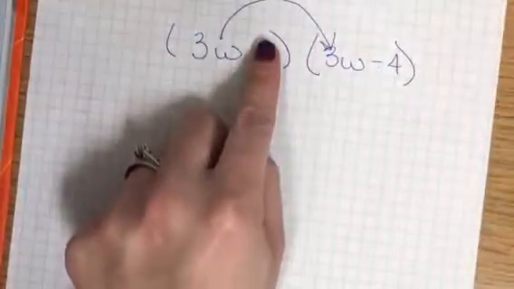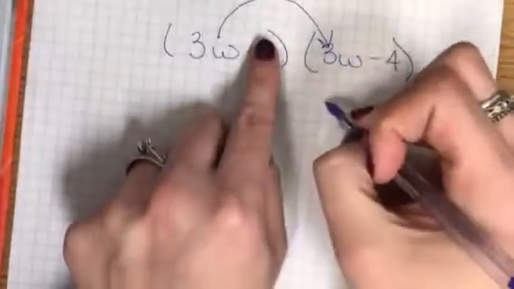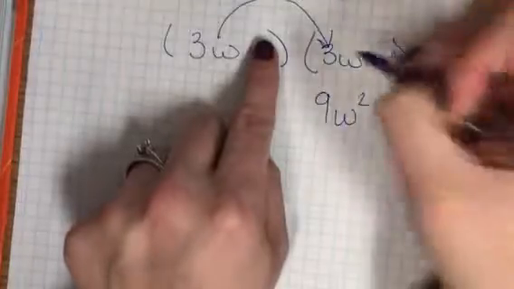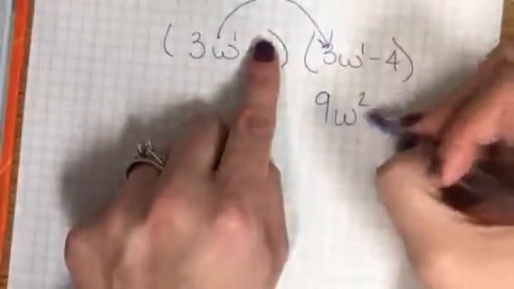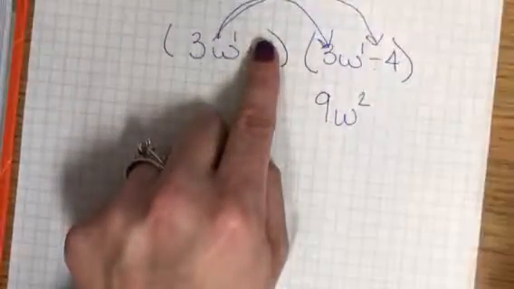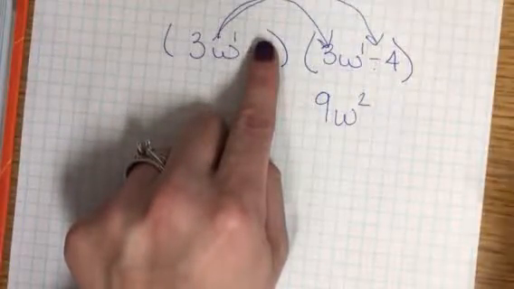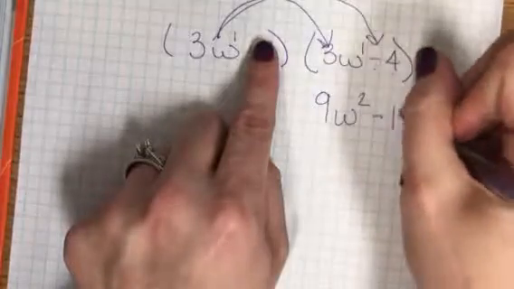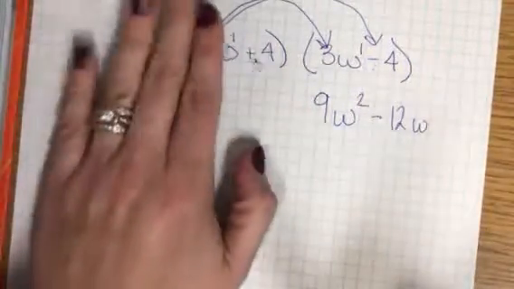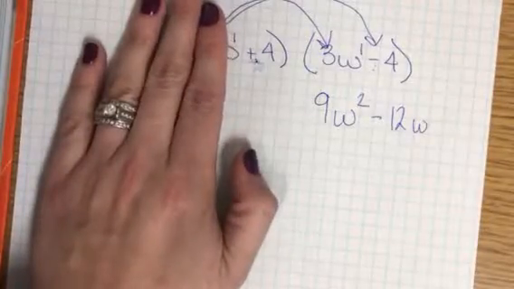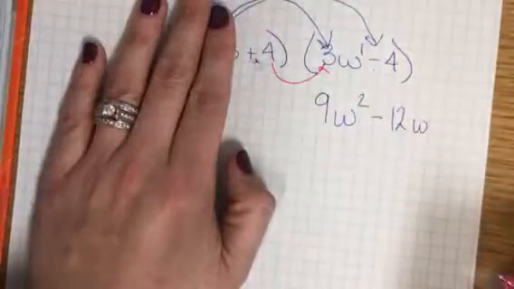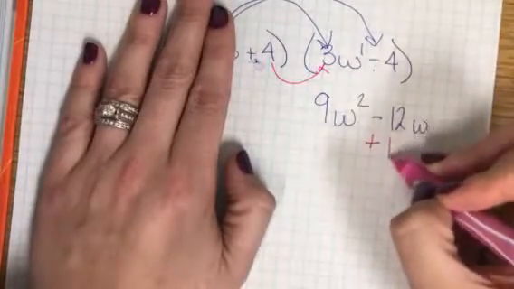So we're going to take 3w times 3w, which will give us a 9w squared. Right? These each have an exponent of 1. When I add those, that's where my 2 comes from. I'll take my 3w times a negative 4, which will give me a negative 12w. Okay, now I'm going to switch, and I'm going to distribute my other one. Sorry, I smudged the paper there. Okay, so now we'll take 4 times 3w, which will give us a positive 12w.